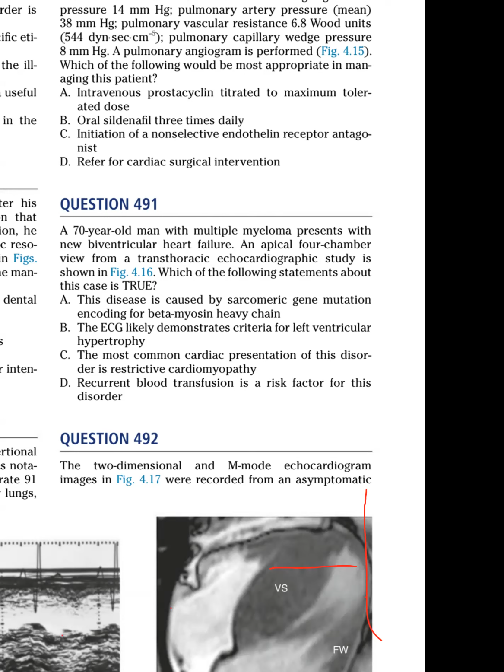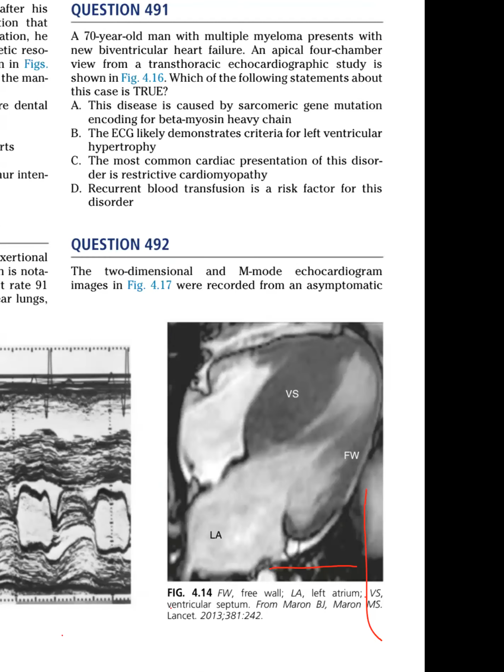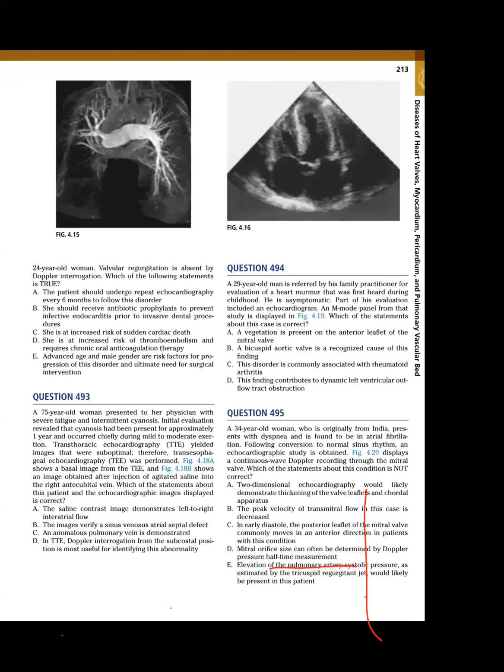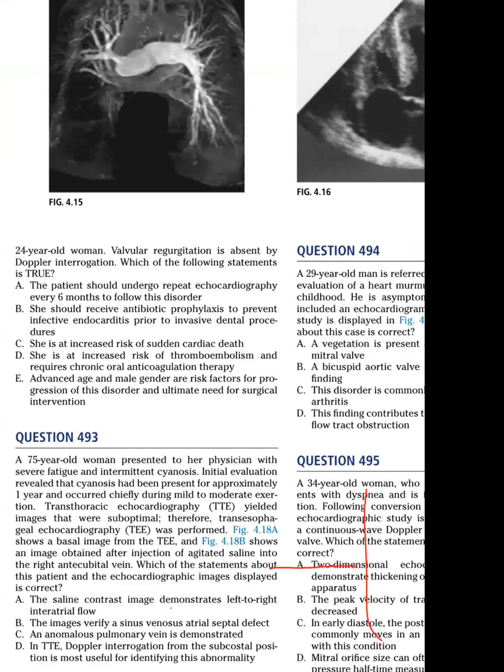So 492. It says the two-dimensional and M-mode echocardiogram image in figure 4.17 were recorded from an asymptomatic 24-year-old woman. Valvular regurgitation is absent by Doppler interrogation. Which of the following statements is true? So let's go to the image.